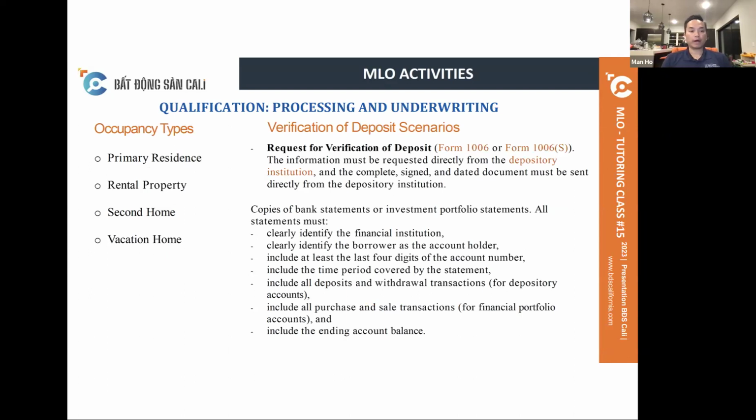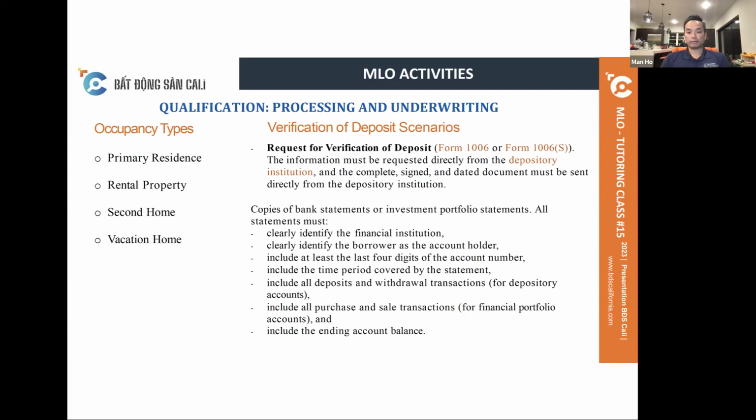Okay, occupancy type, including what? Primary residence, rental property, second home, and vacation home. We talked about this. If the borrower wants to buy this home as a primary, you get a better rate. Or if it's a rental investment home, you might pay a little bit more on the fees as well as the rate.